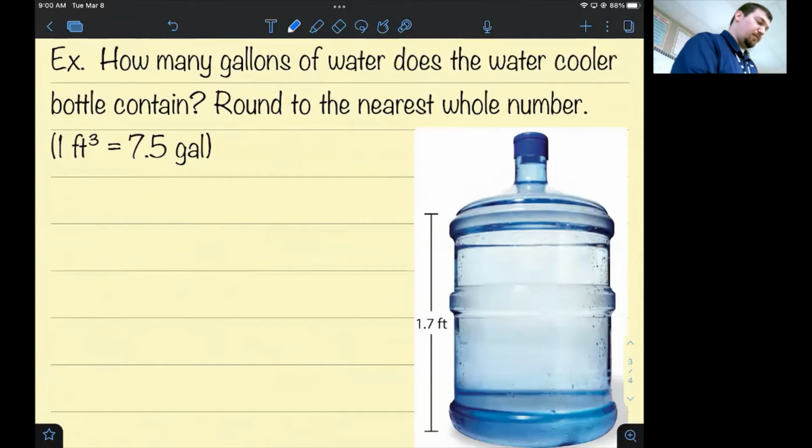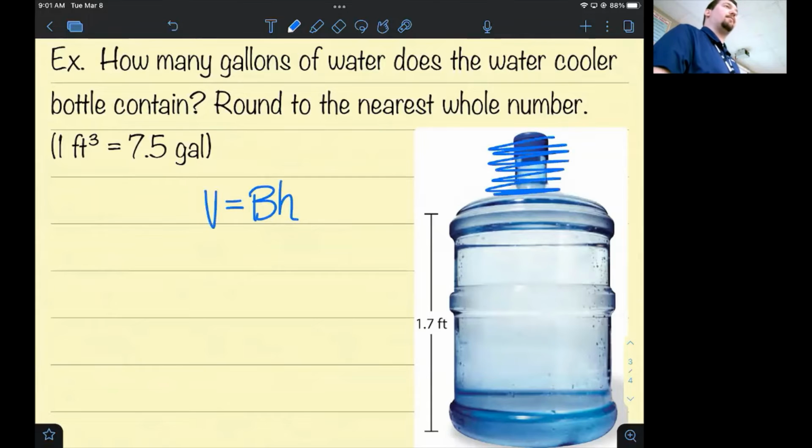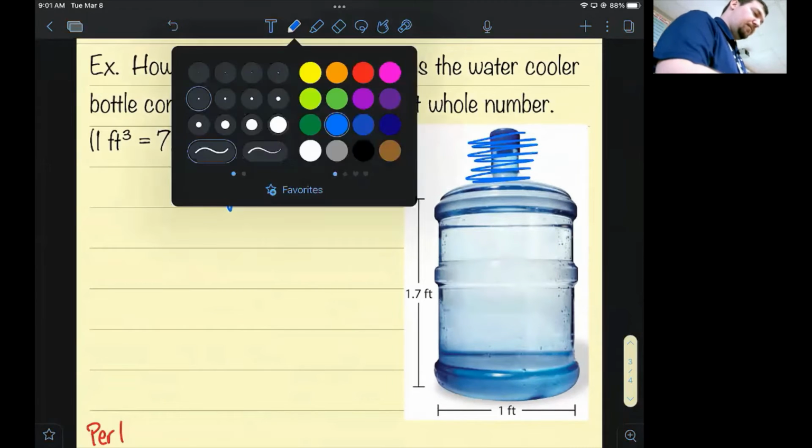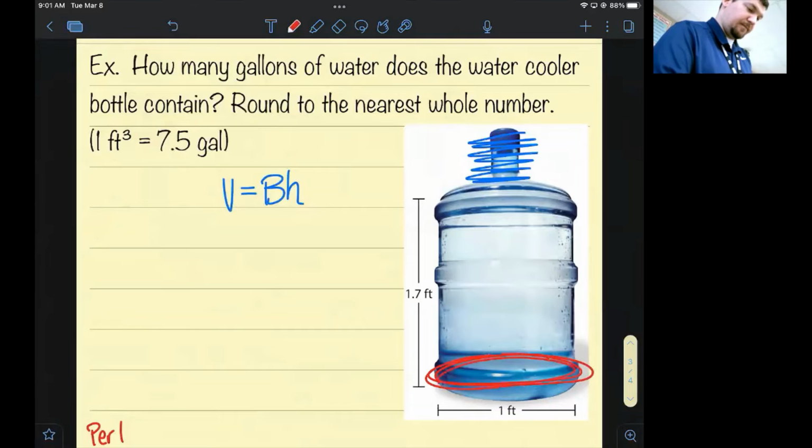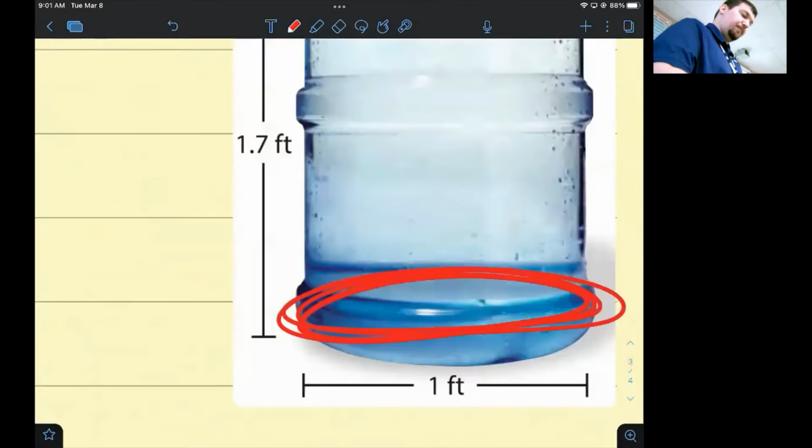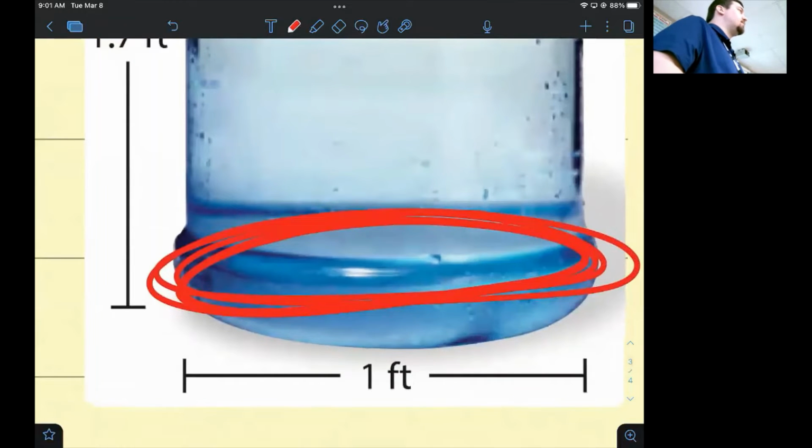So to find the volume of this tank, what I really need to do is to just know that I'm not going to put any water in the cap. And as long as I don't put water in the cap, and I ignore that, what shape is this? It's a cylinder. Yep. So there's my circle base. To find the area of that circle base, I have to do pi r squared. What is the radius? 0.5. It's half of one is a half, right?